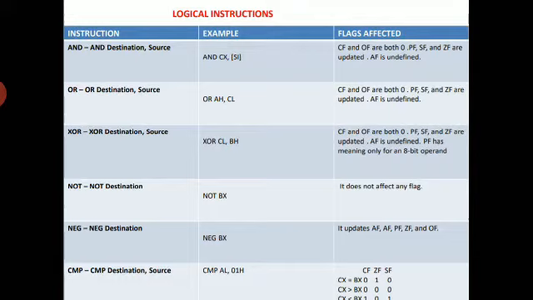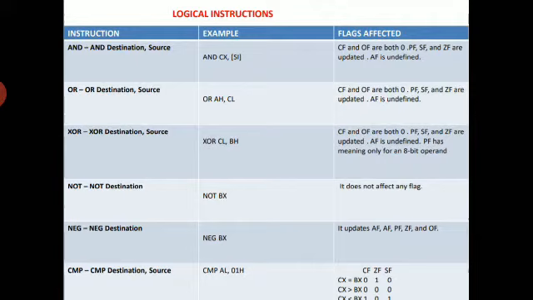The flag conditions are: carry and overflow are 0, parity and sign and zero flags are updated, and the auxiliary flag is undefined. And then the next instruction is XOR of destination comma source. It performs the XOR operation between source and destination, and the resultant is stored in the destination. See the example XOR of CL comma BH. That is, the content present in the BH register and CL register are XORed, and the resultant is stored in the CL register. The flag conditions are the same as the previous instruction.